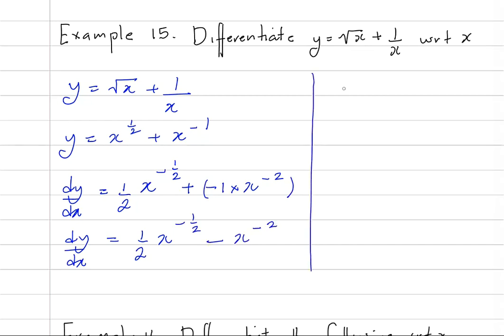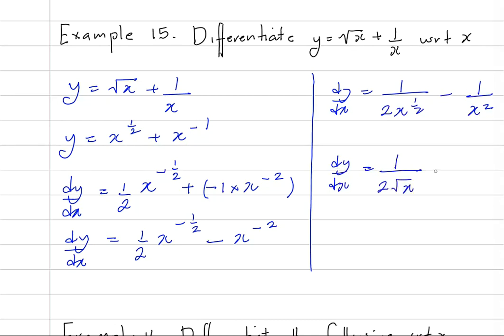And if we want, we could say dy by dx is equal to 1 over 2x to the half minus 1 over x squared. So dy by dx would be equal to 1 over 2 times the root of x minus 1 over x squared.